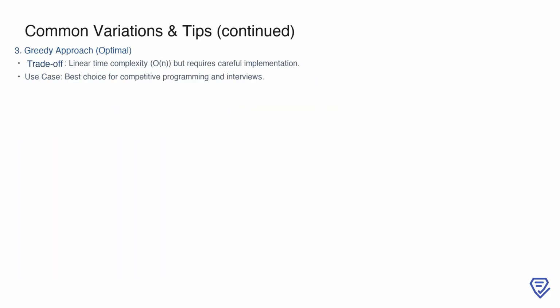Among the various approaches, the greedy strategy stands out as the most optimal for Jump Game 2. It runs in linear time, O(n), making it the best choice for competitive programming and interview scenarios. However, implementing it requires careful planning to ensure that you're dynamically updating the current jump range and accurately tracking the farthest reachable index. By doing so, you minimize redundant computations and ensure that your solution efficiently handles even the largest inputs. This balance of efficiency and clarity is why the greedy approach is the preferred method for solving this problem.